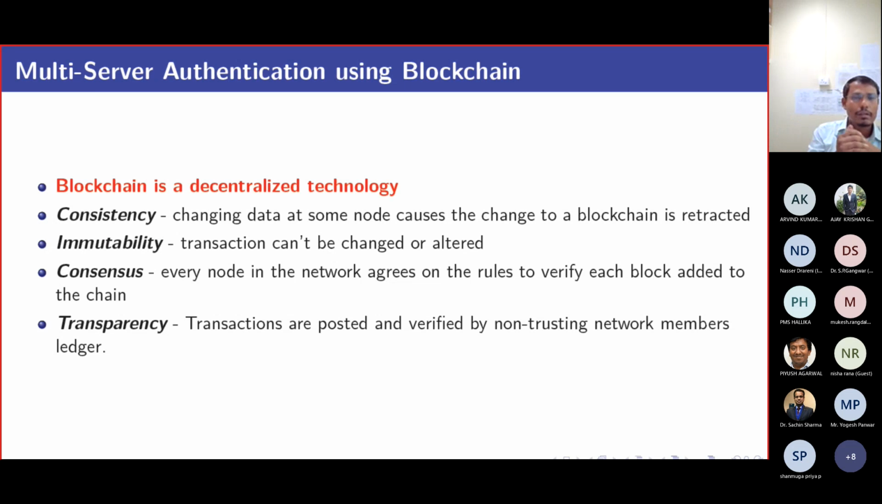So due to that, changing some of the blocks in the blockchain is not possible. That is also called the immutability property. You cannot change or alter any of the blocks.